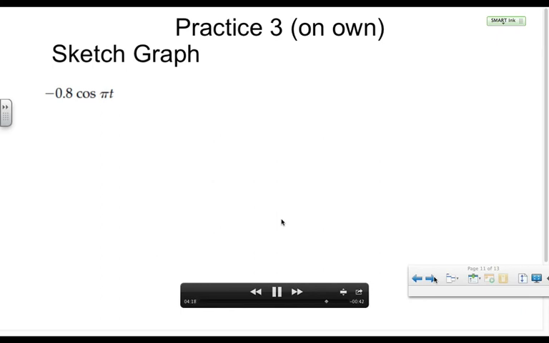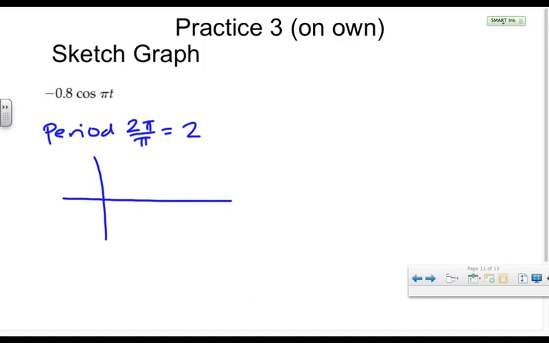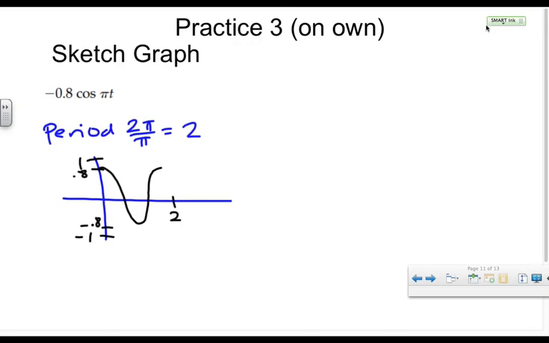Now we'll continue with going over the practice problem. On this one, you're going to give me an amplitude of 0.8 and a period of 2 pi over pi, so your period is 2. I'm going to draw my 1 and -1 so that I have my bearings. You can also put pi and 2 pi on the graph if you want to see where it is. So 0.8 and -0.8, and I'm going to start at 0 and come up to 0.8 and end at 0. So that's my graph. That's the end. We'll see you tomorrow.